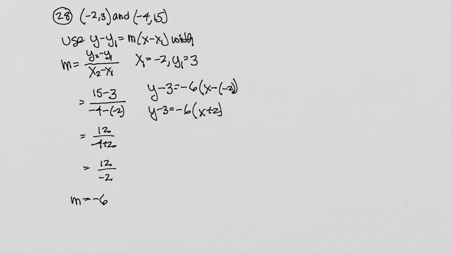Let's distribute that negative 6. We'll get y minus 3 equals negative 6x minus 12. And one more step. Let's add that 3. So we're going to get y equals negative 6x, and then negative 12 plus 3 is negative 9. There's our equation. y equals negative 6x minus 9.